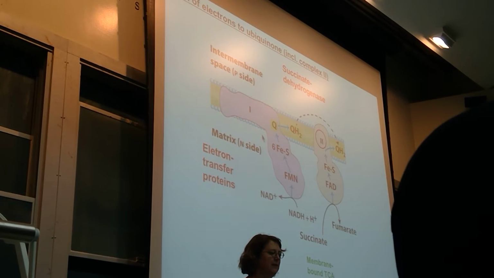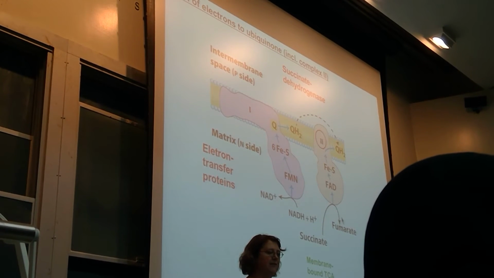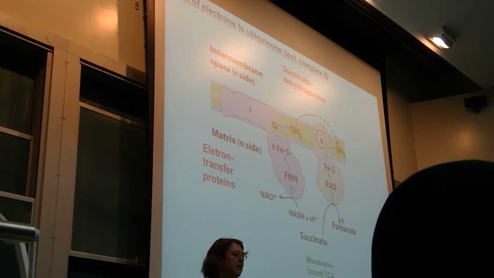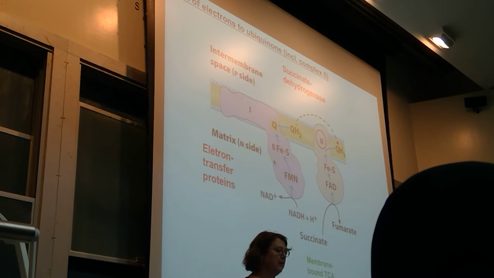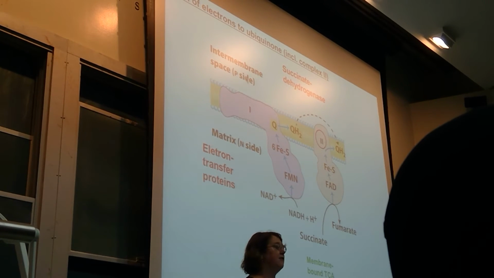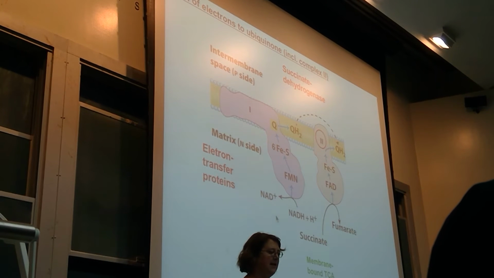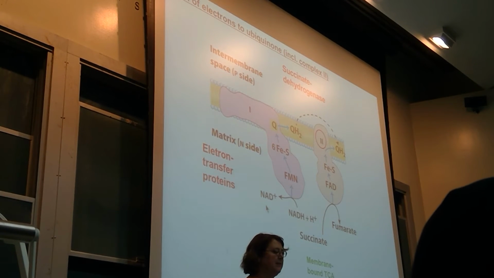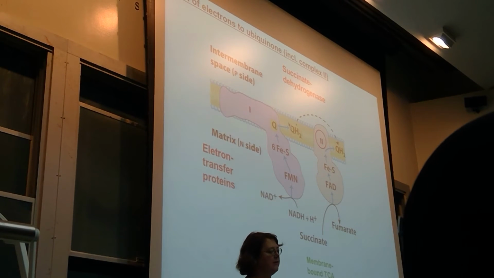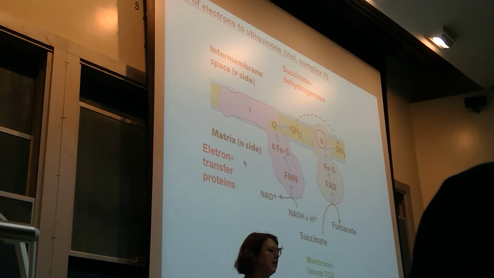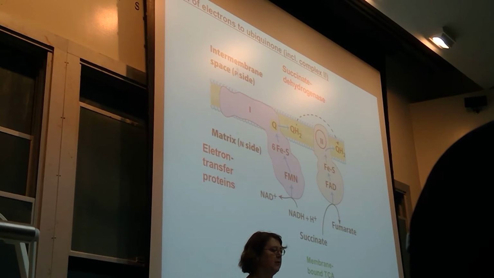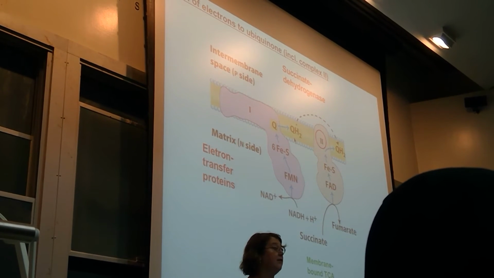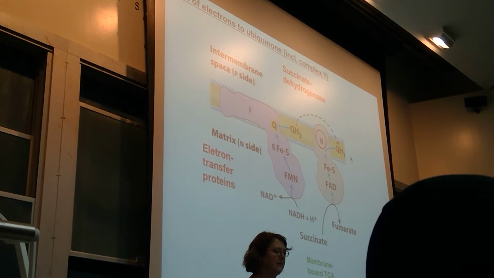So here's 1 and here's 2. What I'm showing you is the level that I want you to know. Your book has a more detailed picture of this. Here's the matrix side, here's the intermembrane space. So we had NADH converted to NAD+, going to FMN, going to the iron sulfur complexes, reducing Q. We're not showing the hydrogens coming in here or the proton gradient, but that Q, we're focusing on electrons, is reduced, so you get QH2, and it's freely diffusible.